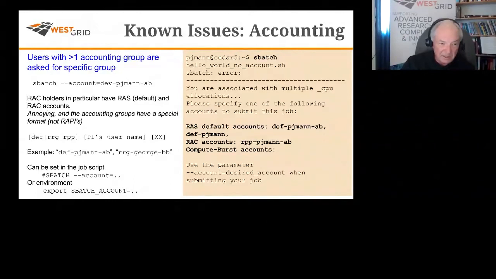I just noticed that the naming convention is not exactly the same as your group names in the compute database in CCDB. So I know that there are three prefixes: def, RRG, or RPP. So def for default, RRG for our standard annual RAC allocations, and RPP for the research platforms and portals. Yeah, so keep an eye on that. Kind of handy to get that organized once. Yeah, next slide.